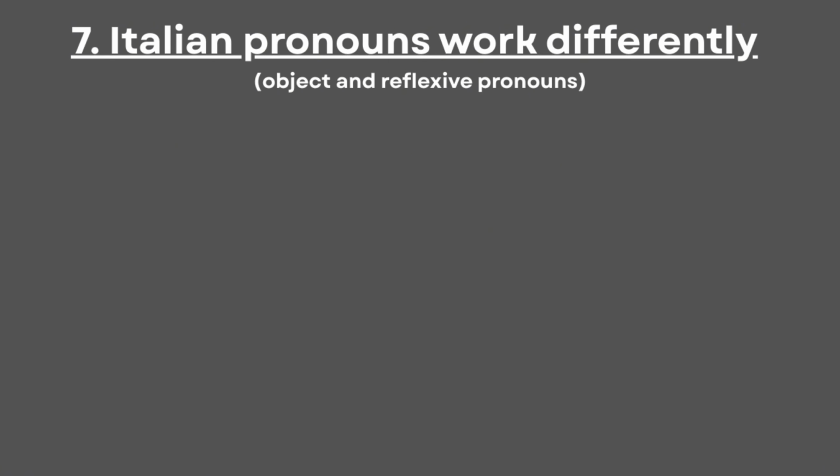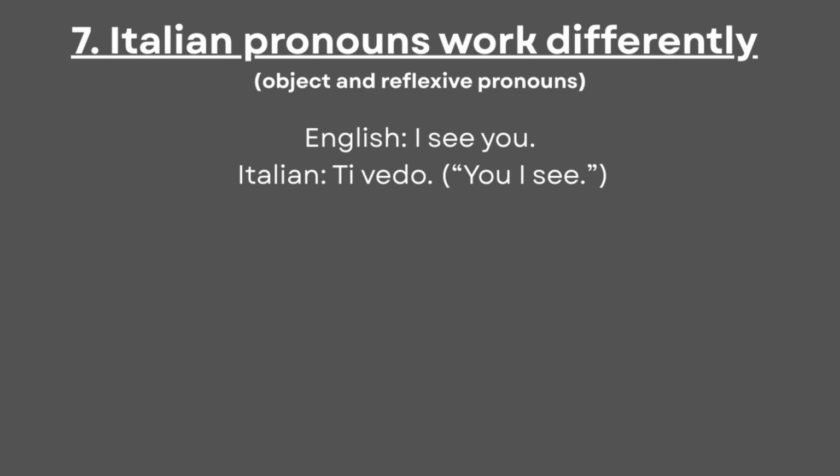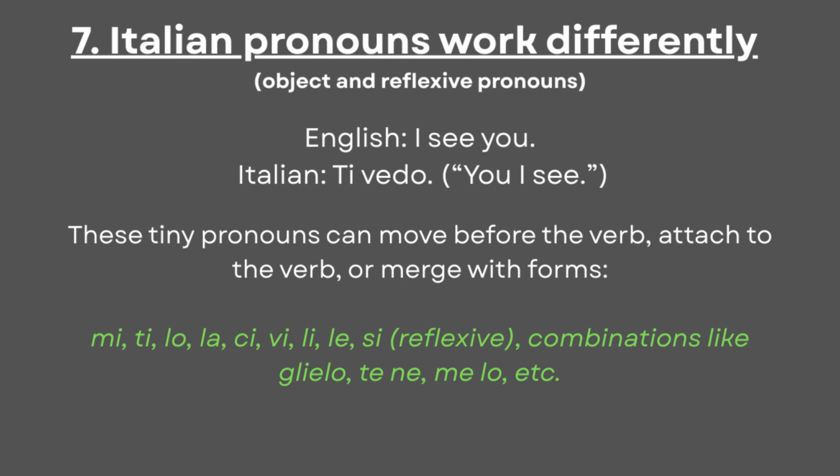Number 7. Italian pronouns function differently, especially those that are object and reflexive pronouns. While a pronoun is placed after a conjugated verb in English, such tiny words can move before the verb, attach to the verb, or merge with other forms in Italian. This is a fairly complex concept, but it will become logical.